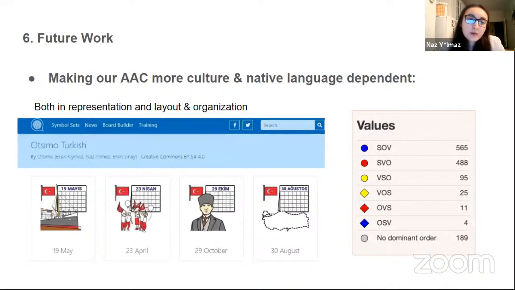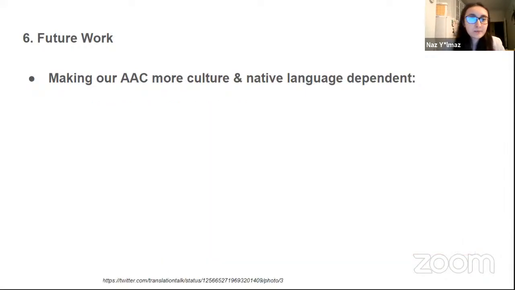So, making our AAC more culture and native language dependent, both in representation and in layout and organization. These are the Turkish symbols that we drew from scratch. And these are, again, subject, object, verb. This is about the layout and organization.